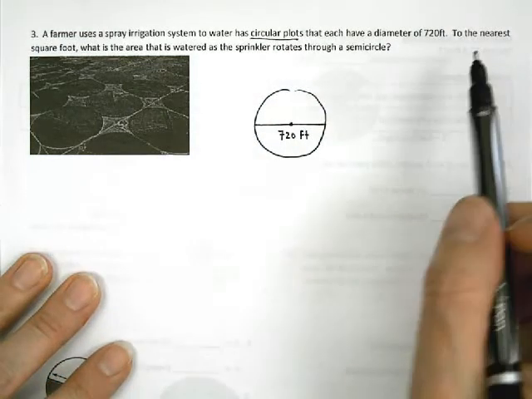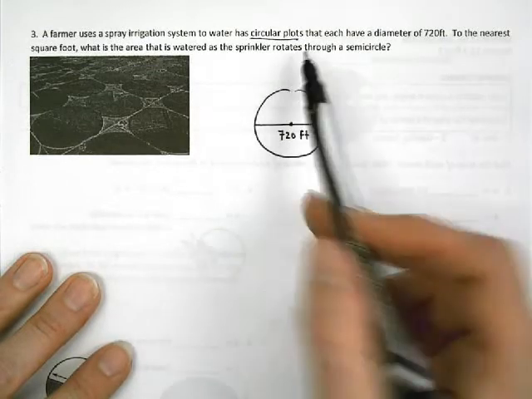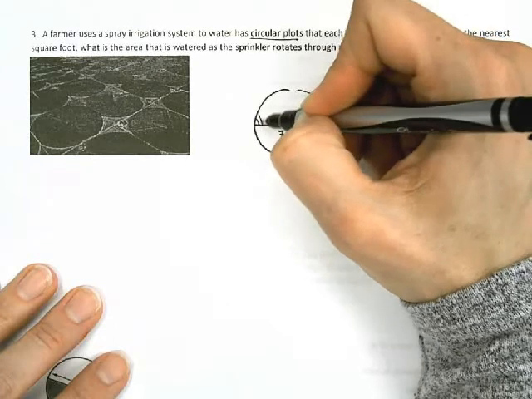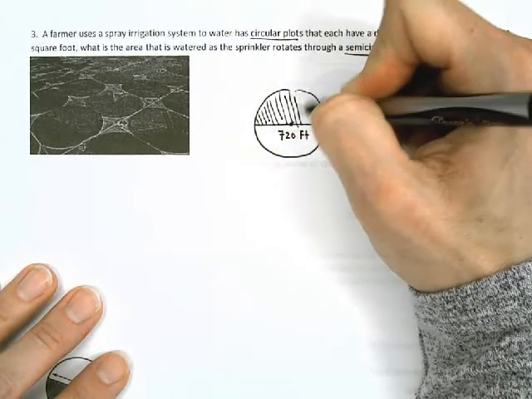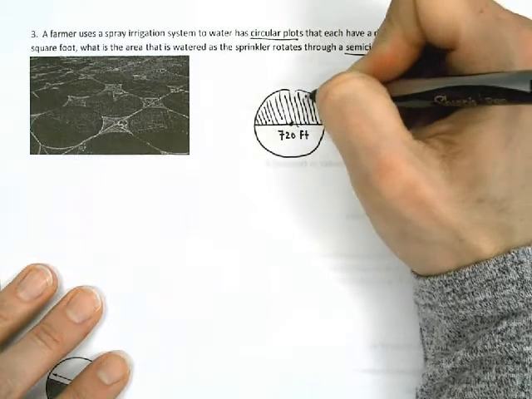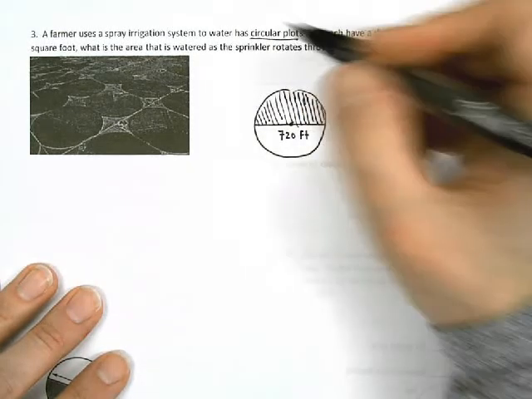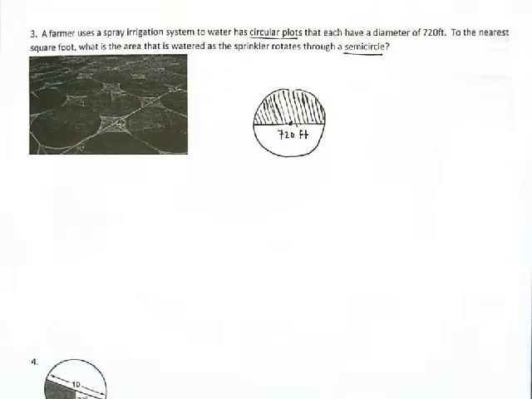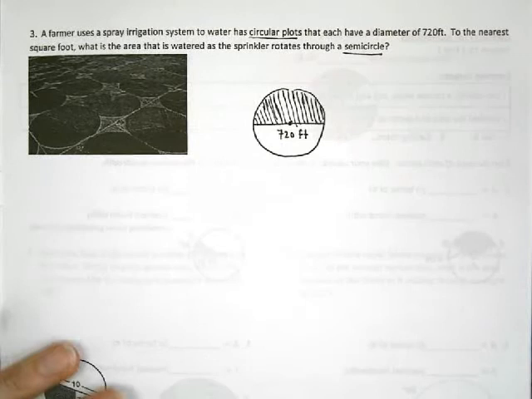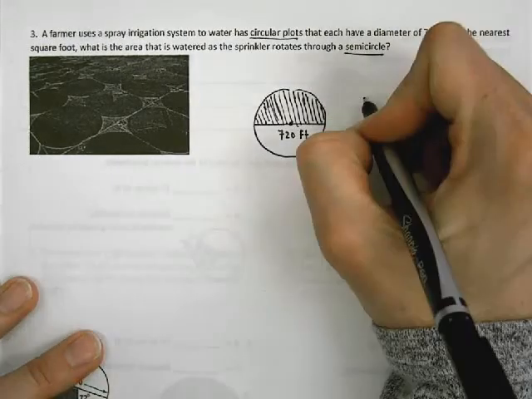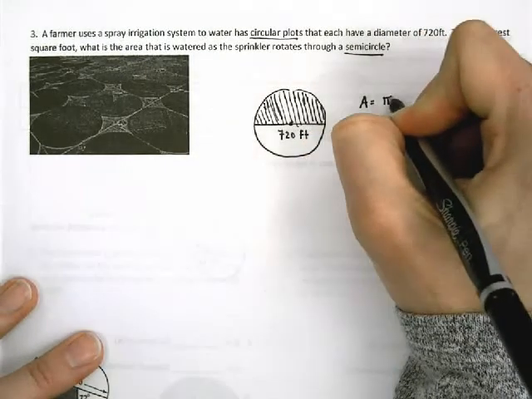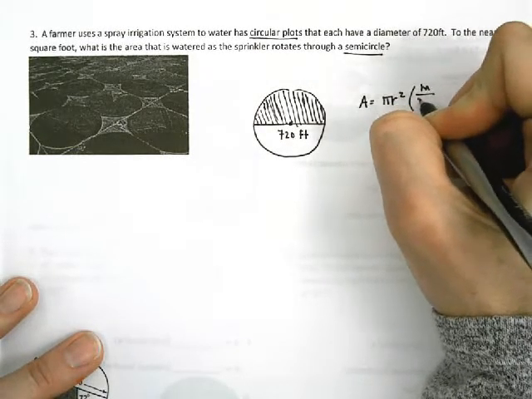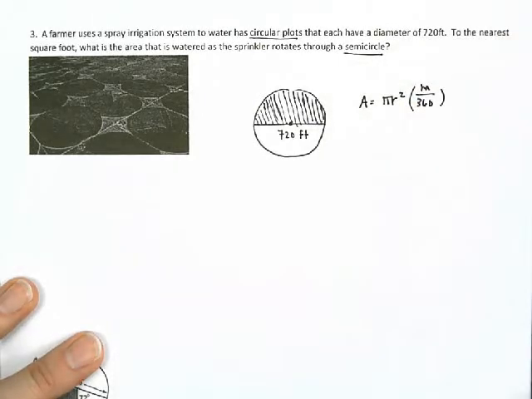So now it says, to the nearest square foot, what is the area that is watered as the sprinkler rotates through a semicircle. So through a semicircle, that means my sector, right, is really just this whole semicircle. So really what we're doing is finding the area of a semicircle. But I'm going to go ahead and use the sector formula, and you'll see how it relates to just finding the area of a semicircle. So we said that our area is pi r squared, the area of the whole circle, times the measure of our central angle over 360 degrees.